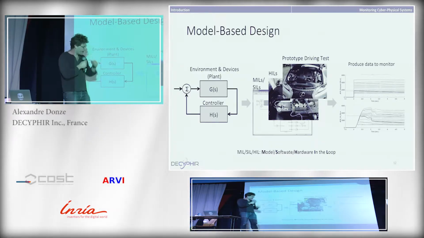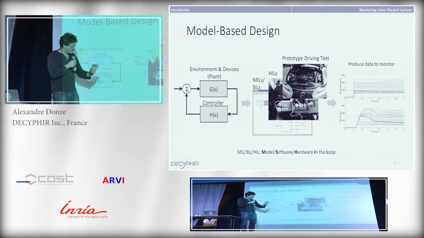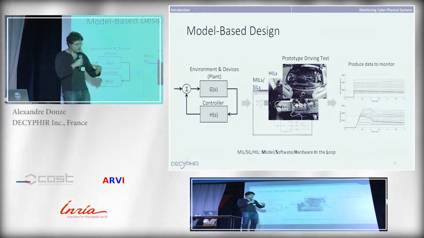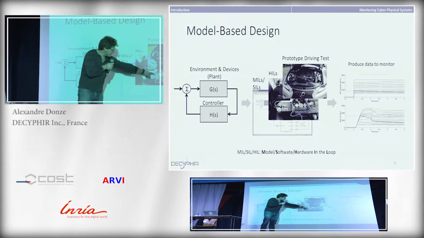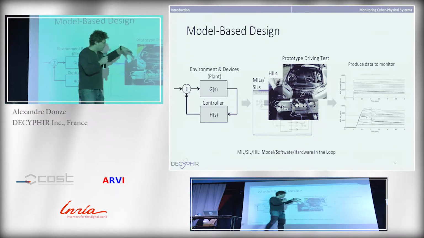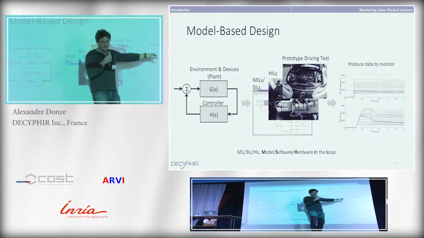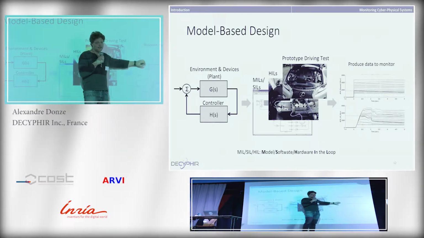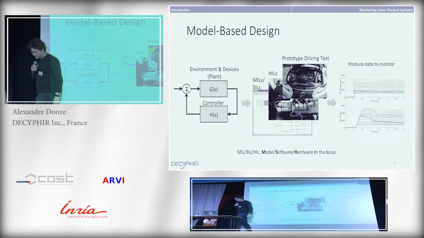If you're not familiar with those terms, MIL means model in the loop. That's the most abstract stage. SIL means software in the loop, where you generated the software that's going to run on your car, but you just test it with a model. And then hardware in the loop, where you test your controller with some test bed, like an engine. During all these stages, you get to produce data to monitor, and this is what we're interested in. How do we automatically analyze this data to improve this model-based design process?